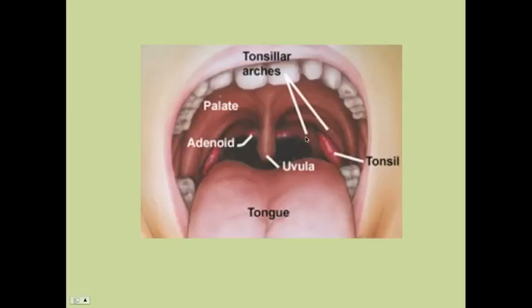That's going to be really important when we think about abscesses of the tonsils, which we're not going to talk about here, but as a surgical topic, as a complication of untreated or insufficiently treated streptococcal pharyngitis, it is going to be important.